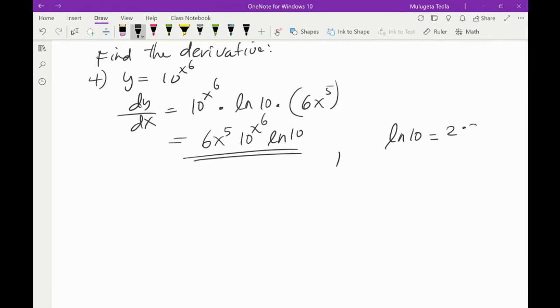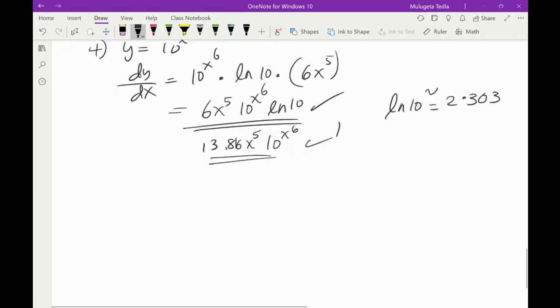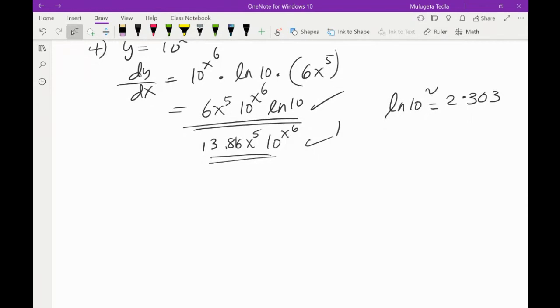Ln 10 is approximately 2.303, and then times 6 is 13.816. You know, that is that. So 10 to the power of x to the 6 could also be a number, or x cubed in there. Oh, I will take this one as an answer. Both of them are okay.